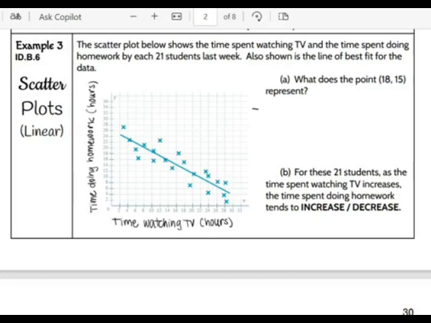So let's think about what the point 18, 15 represents. Well, 18 is your X value and 15 is your Y value. So we're looking at 18, 15, it appears to be that student right there. So 18 is your X value, which is time watching TV in hours. So for this 18, 15, we could say a student who watched 18 hours of TV did 15 hours of homework.